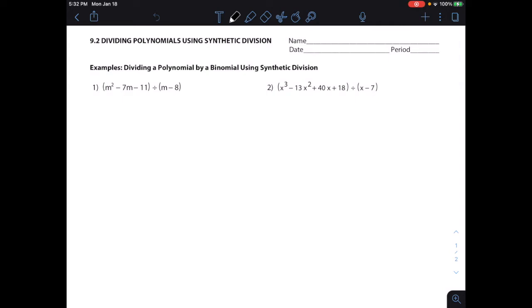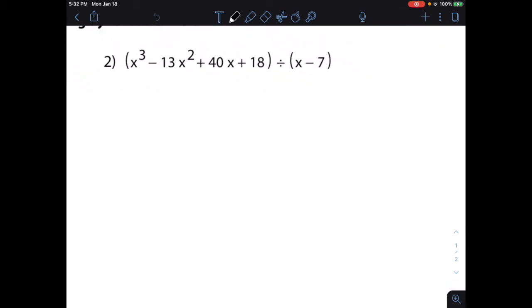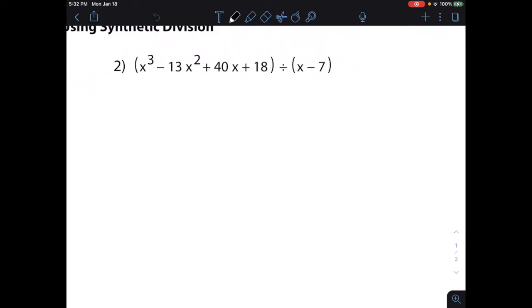I'm going to start with the second example first, even though it's more complex than the first one, because I think it's going to do a better job of showing you how to do this. So I'm going to zoom in on the second one, and hopefully we can figure out how to do this.